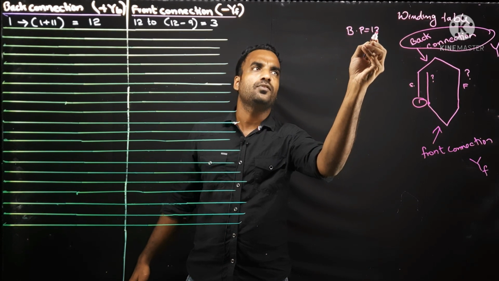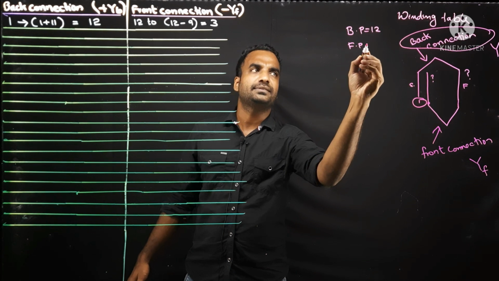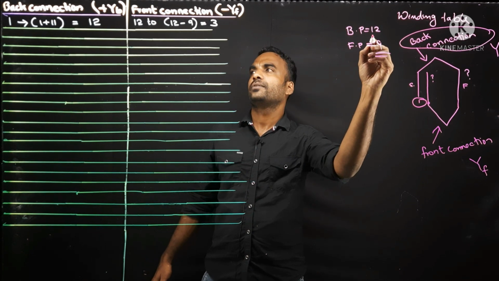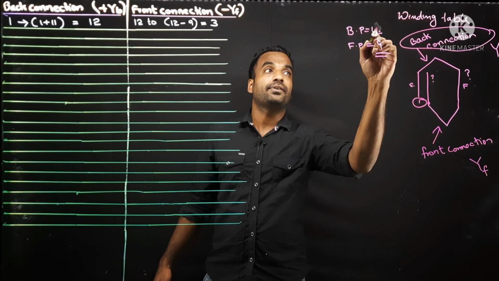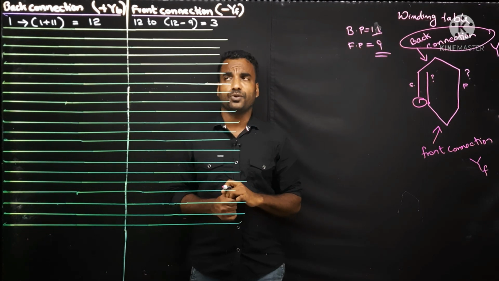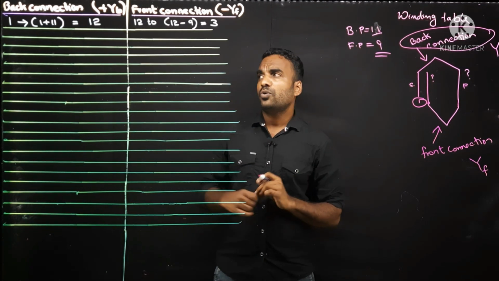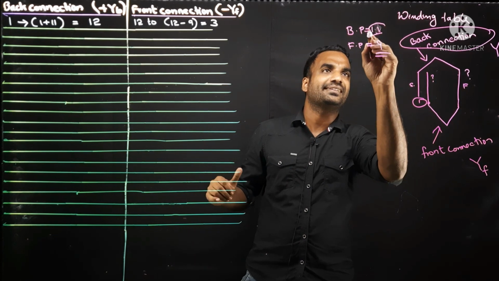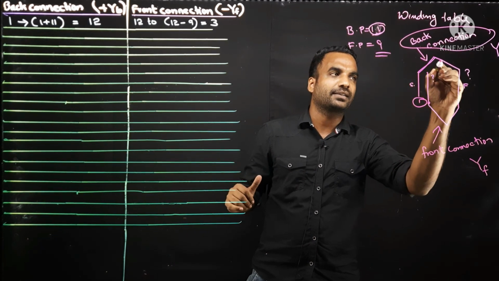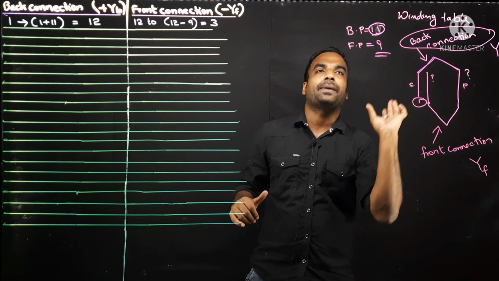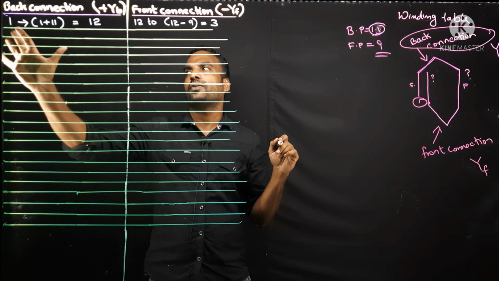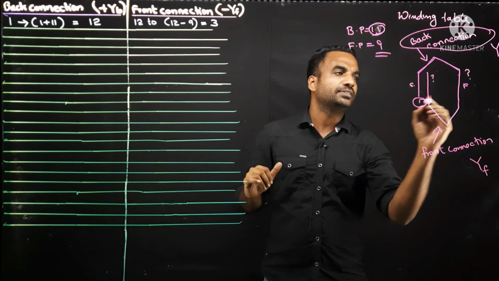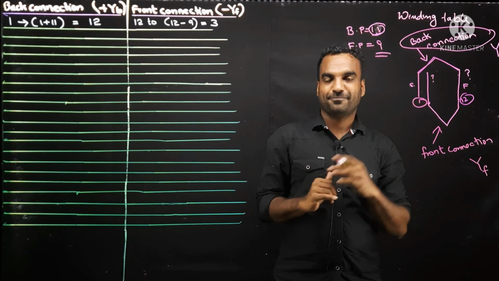So we already got that back pitch is 12 and front pitch is 9. Sorry, back pitch is 11 and front pitch is 9. That we already got. Now from 1 to this finishing end we have to add this back pitch because this is the back connection. So we have to add that back pitch value. So it goes from 1 to 12. If this is 1, this will be 12.